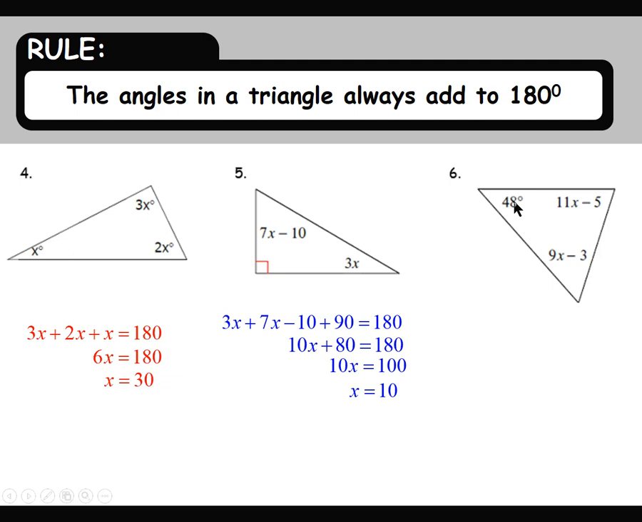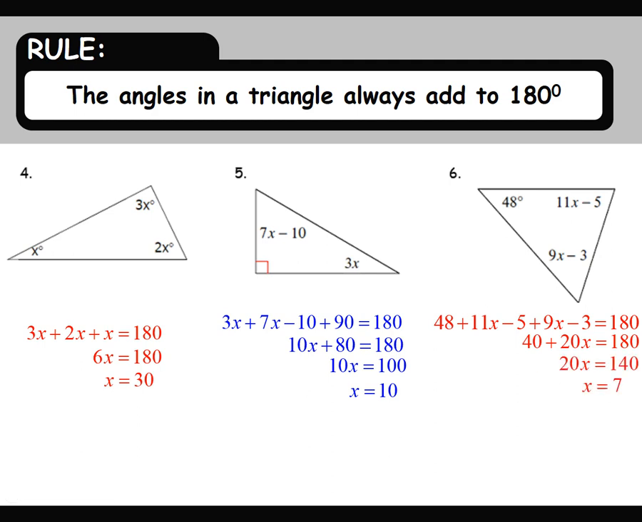The last problem. Take a second, try to create the equation. All right, our equation, the three angles add up to 180. It doesn't matter what order you put them in. 48 plus 11x minus 5 plus 9x minus 3 is equal to 180. But then you combine your like terms, and no matter what order you wrote them in, you'll end up at this step. 40 plus 20x is 180. Then we subtract 40 from both sides and divide by 20. And we'll have x is equal to 7.